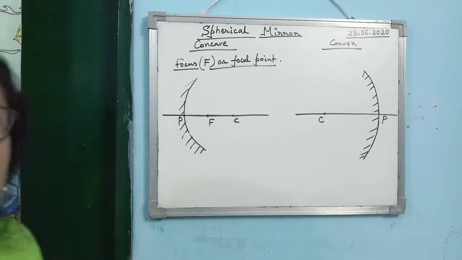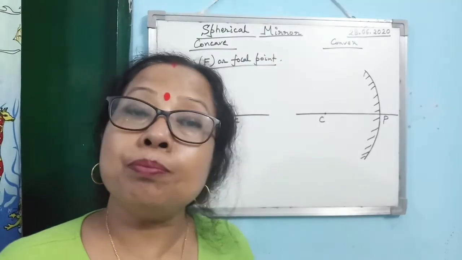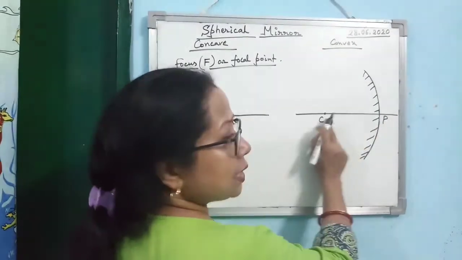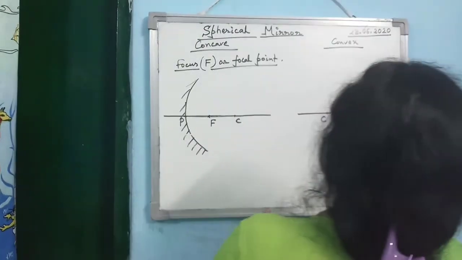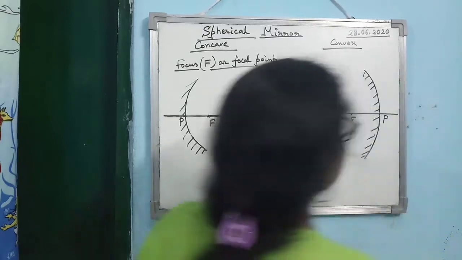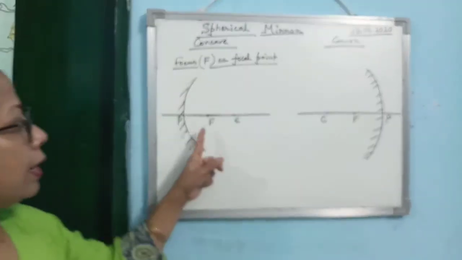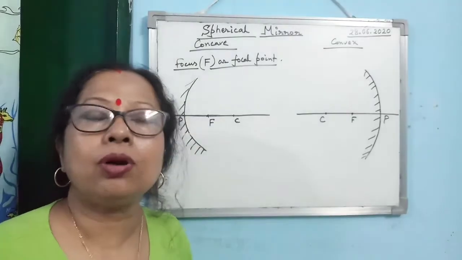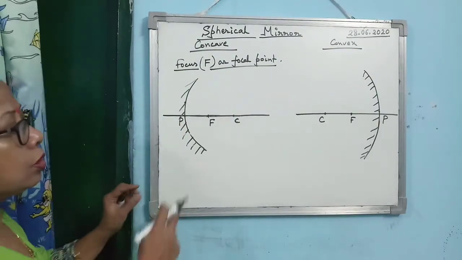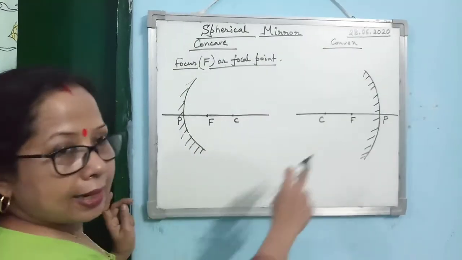Alright. Which one will be marked as F? Midpoint of PC. So that's why I said if you take it 6 centimeter, then at a distance of 3 centimeter, you must mark the focus. Alright. Mark it focus, and then I will tell you how to draw the diagram and what is the definition of focus. So this is the first and second step.